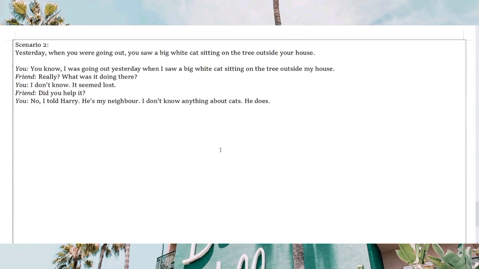And let's look at another scenario. So yesterday, when you were going out, you saw a big cat sitting on the tree outside your house. So that's what happened yesterday. That's what you saw when you were going out. Wherever you're going to, maybe the mall, maybe school, maybe work, maybe to swim, wherever. So you tell your friend, I was going out yesterday when I saw a big white cat sitting on the tree outside my house or in my garden, whatever. I was going out when I saw it.